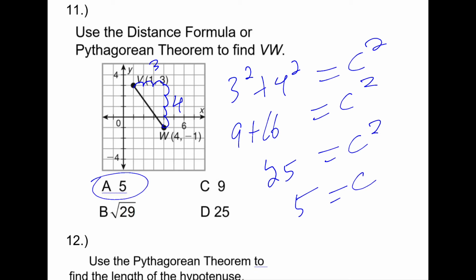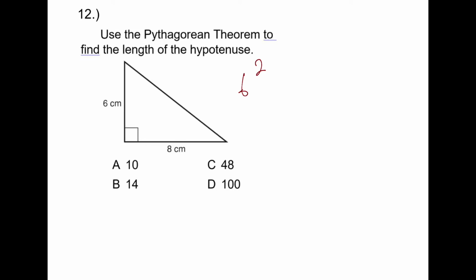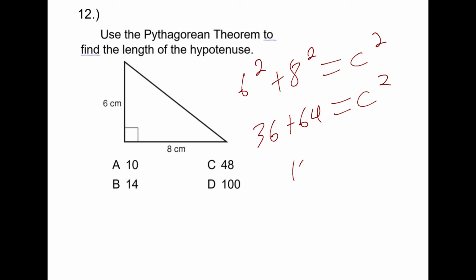Pay very close attention to the scale on the graph. This one is counting by ones. On the actual first quiz, sometimes we counted by halves. So pay attention. Here's another one. We can say 6 squared plus 8 squared is equal to c squared. 36 plus 64 is equal to c squared. 100 is equal to c squared. 10 is equal to c.